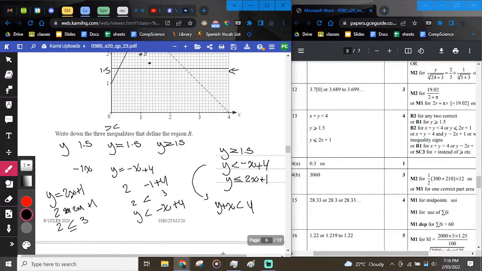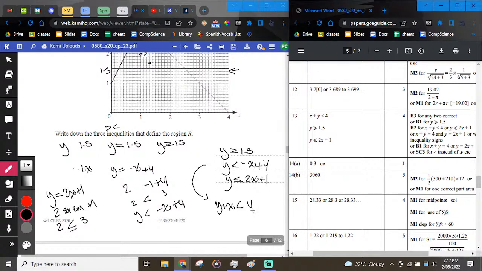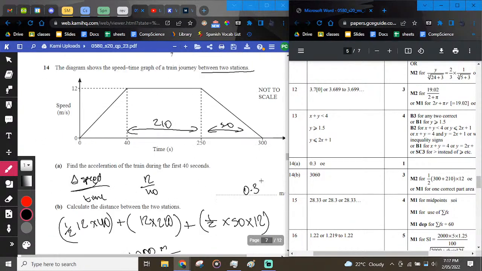This is same as this. Other than that, yes, the other two are correct. Y is greater than or equal to 1.5. Y is less than or equal to 2x plus 1. Let's go.